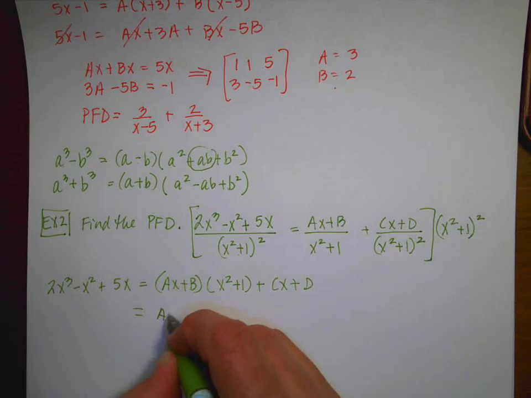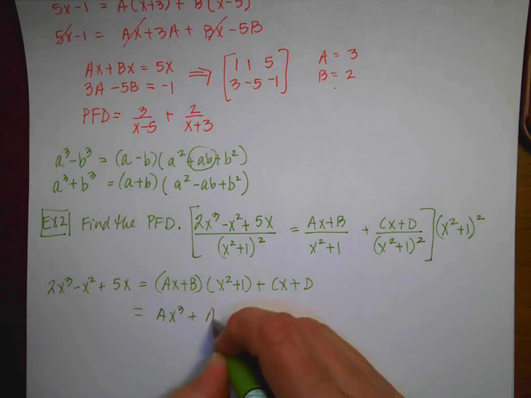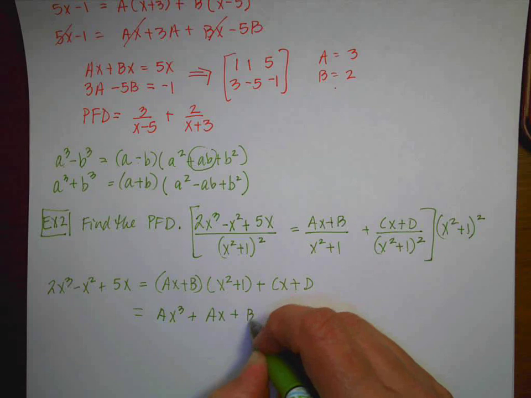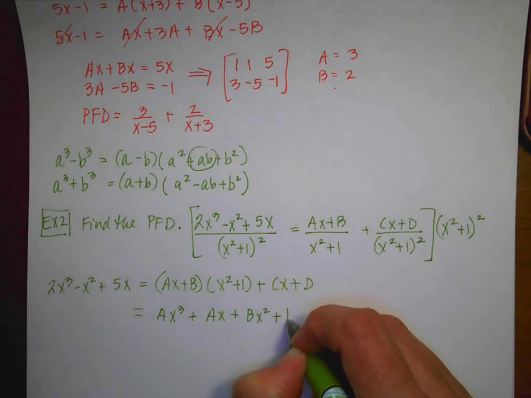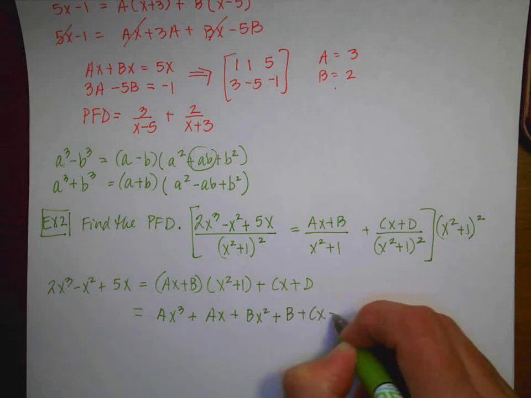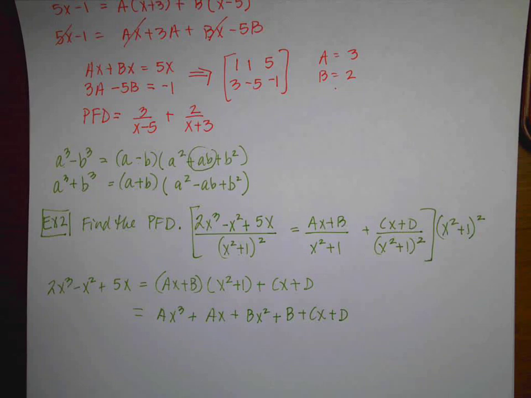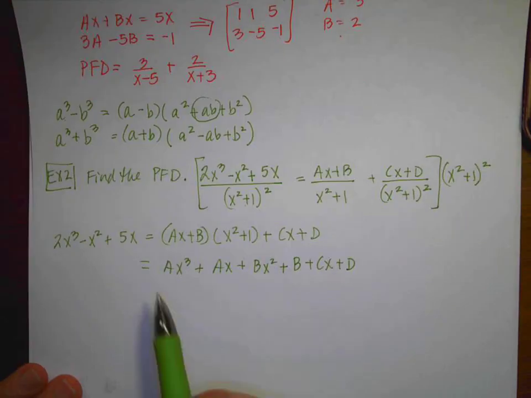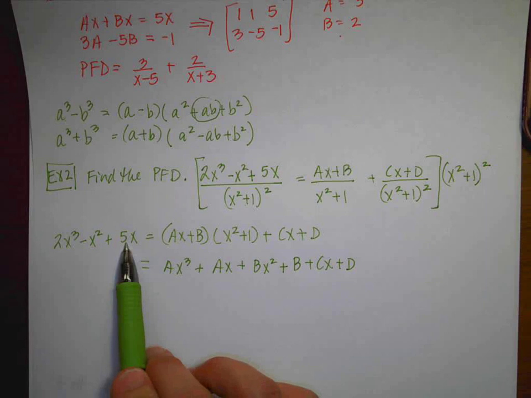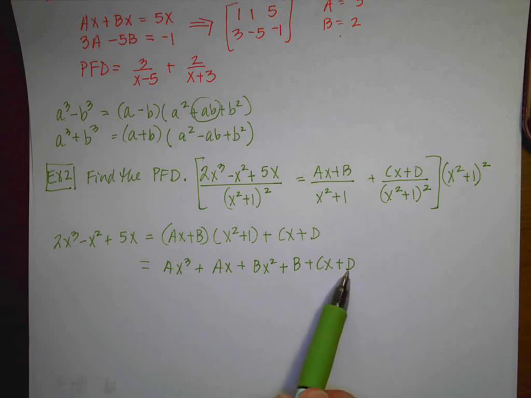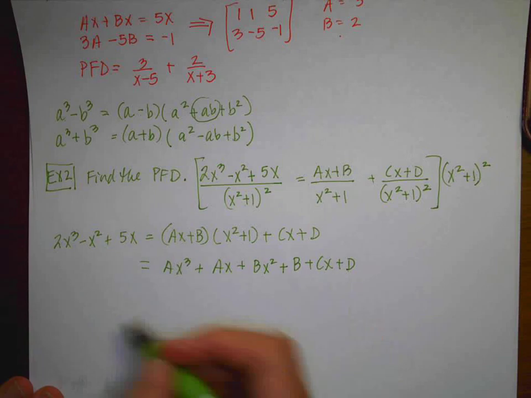So when I expand, I'm going to get Ax cubed plus Ax plus Bx squared plus B plus Cx plus D. Okay, you could do that in a box, but I think at this point it's just easier to write it out as a linear set of equations. I'm going to have cubed, squared, linear, and then I'm also going to have constants because they have one constant.